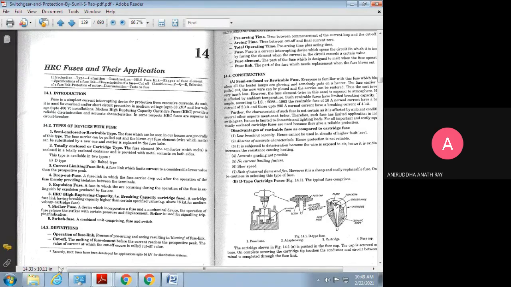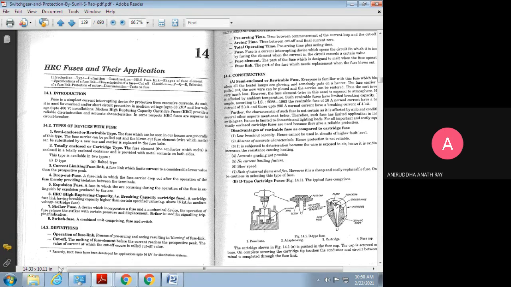Sixth, HRC, high rupturing capacity. A cartridge fuse link having breaking capacity higher than a certain specified value, above 16 kiloampere for modern cartridge fuses. Seventh one is the striker fuse, a device which incorporates a fuse and a mechanical device. On operation of the fuse, it releases the striker with certain pressure and displacement. And eighth one is the switch fuse, a combined unit comprising a fuse and a switch.